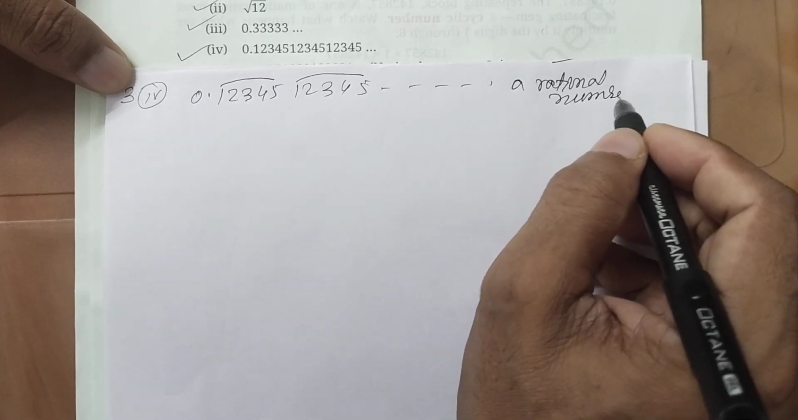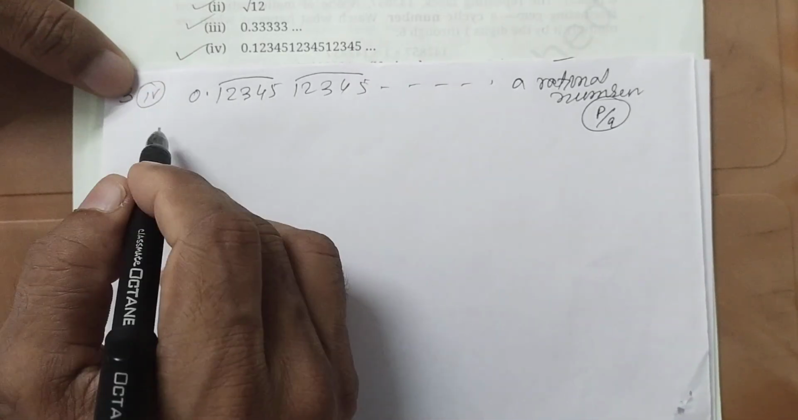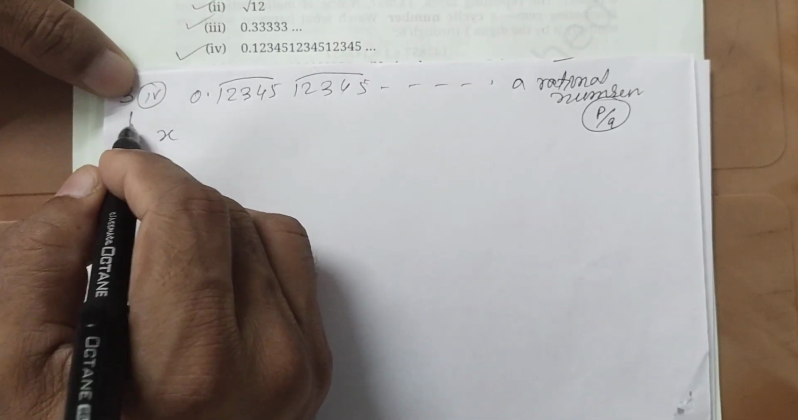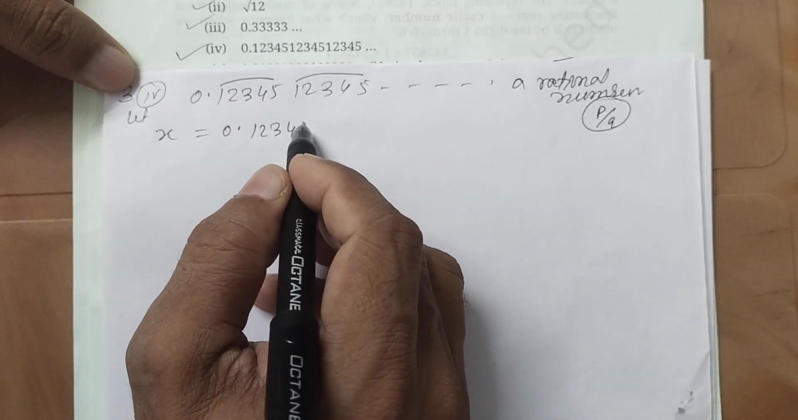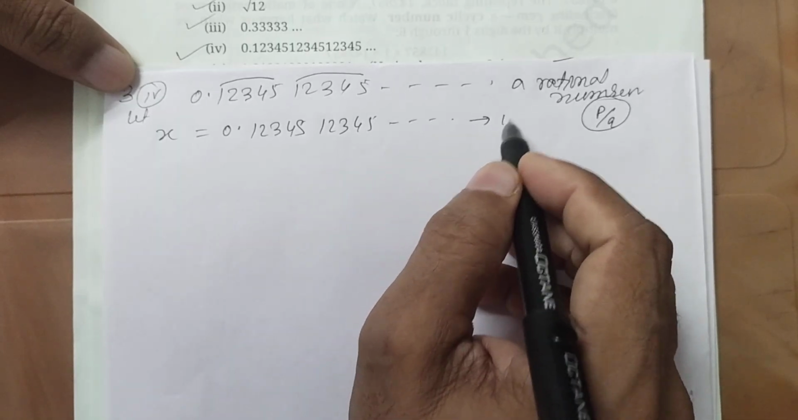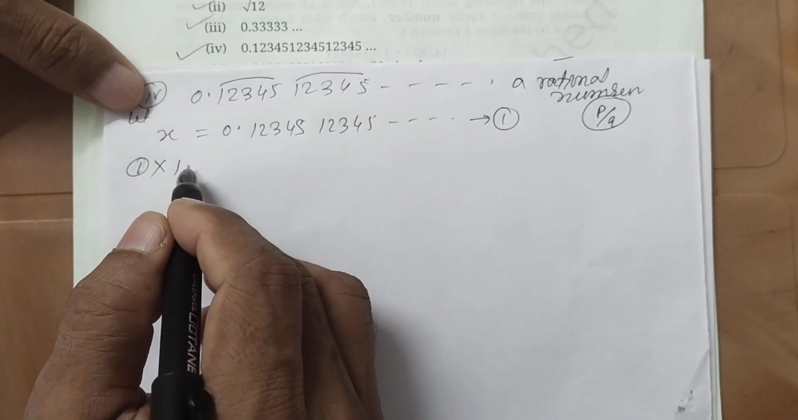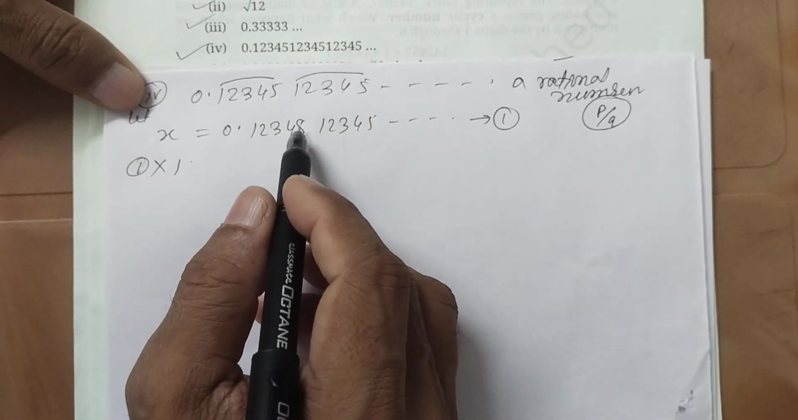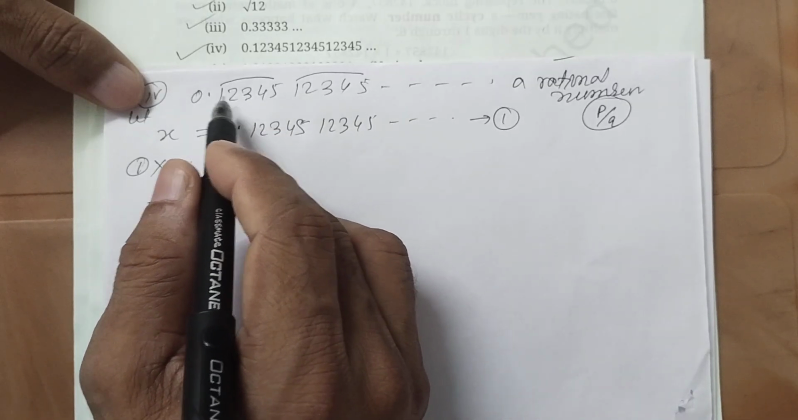And now the second part is to make it in p by q form. Given a number, you can just take it as x. Let x is equal to 0.12345 repeating. You mark it equation 1, and then multiply equation 1 by 1 with how many zeros? We have to take the number of zeros equal to the number of digits in the repeating block. How many digits? 1, 2, 3, 4, 5 digits repeating.